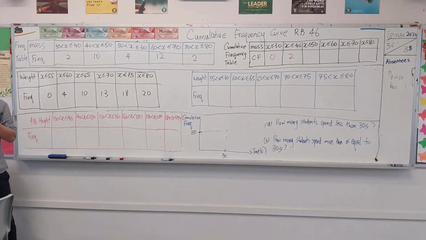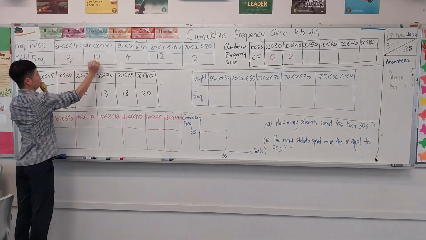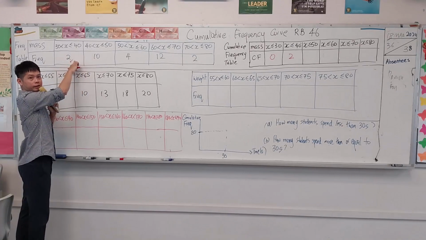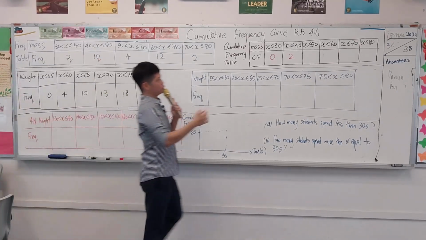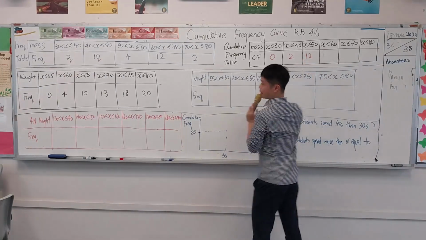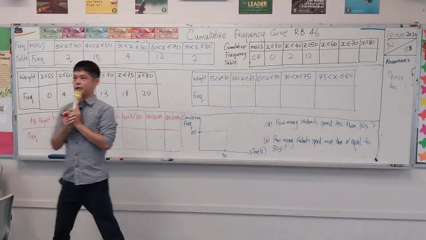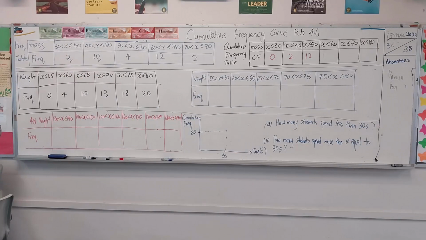How do you get 12? Add up, right? So 2, this one is less than 50. This one also less than 50. So total is 12, that's all. How many of them are less than or equal to 60? How do you get 16? Seriously, you use 2 plus 10 plus 4, so long-winded.